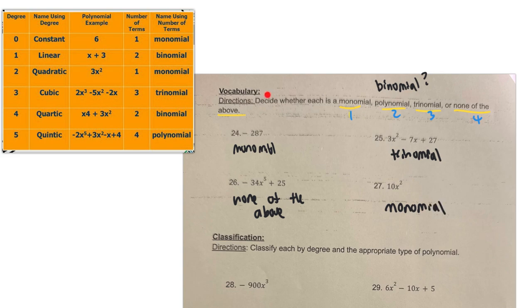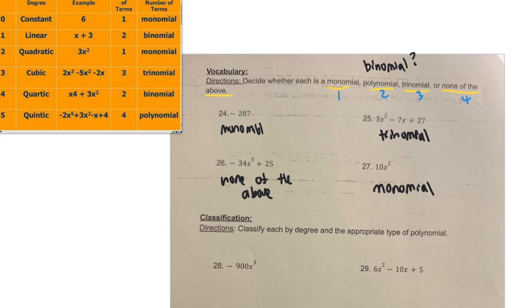Did we satisfy the directions? Decide whether each is a monomial, polynomial, trinomial, or none of the above. Yeah, I mean, as far as the directions that are written, we satisfied those.